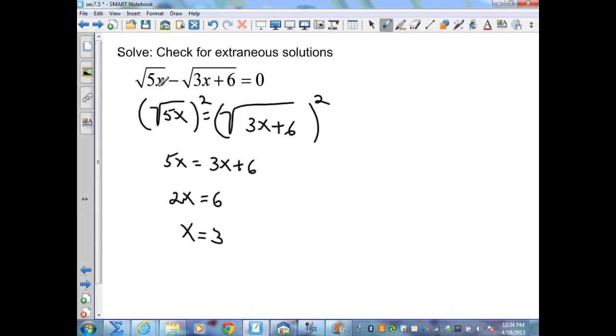Substitute back in. That gives me 3 times 5 is the square root of 15, minus 3 times 3 is 9 plus 6, which is the square root of 15. The square root of 15 minus the square root of 15 is 0. Therefore, that is a solution.